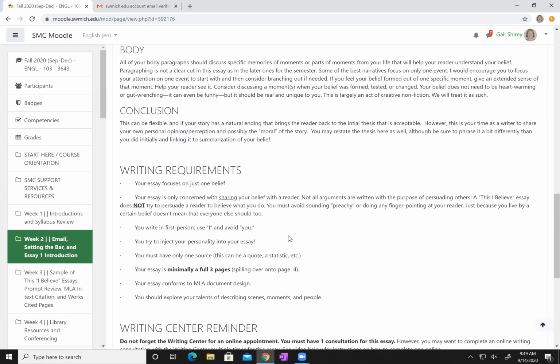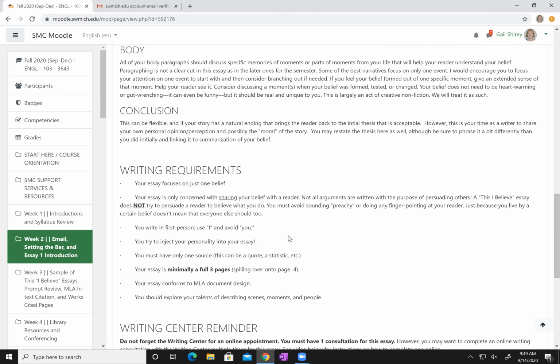Your essay is minimally full 3 pages. So I get this question all the time. How do I define 3 full pages? That means there's at least 1 word that spills onto the 4th page. Okay, that's 3 full. And then of course your essay has to conform to MLA document design. I want you to set up an MLA document design. Once again, we have resources going over that. You might want to go over that, and I'll talk here a minute about that.